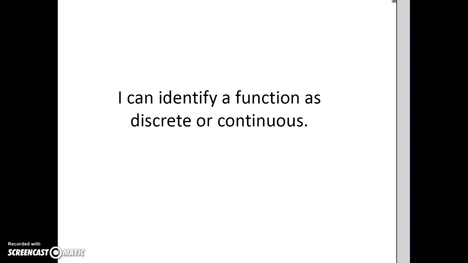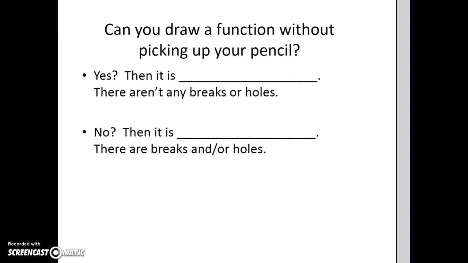Today's learning target: I can identify a function as discrete or continuous. So we have two new vocabulary words. Those words are discrete, and the other word is continuous. Can you draw a function without picking up your pencil?